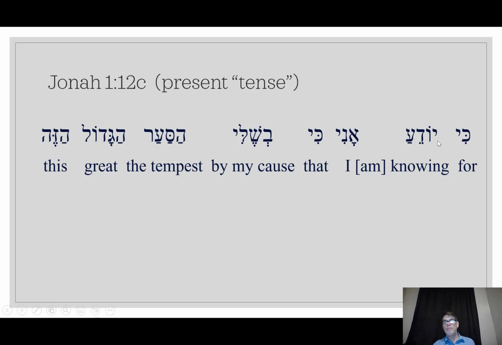yodea. Okay, so this is a participle. A participle is an ing word, at least that's a way we're going to start by thinking of it. And this pattern, which I'll talk about in a second, means knowing. For knowing ani, you know ani, it's an independent pronoun meaning I. For knowing am I, the am is not there. You have to stick it in there. For knowing I, it's caveman talk. Knowing I, that by my cause, this great tempest.